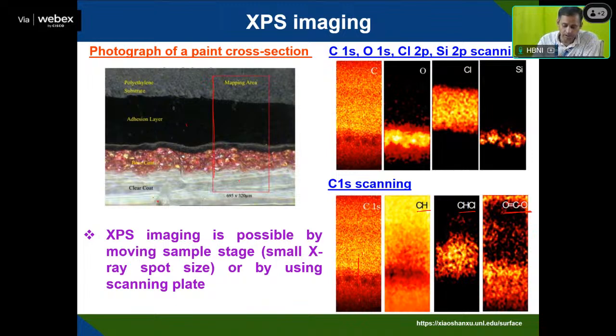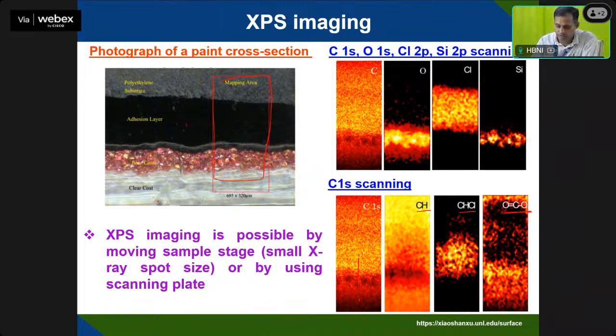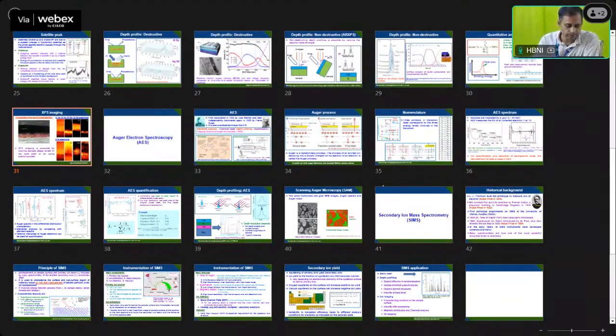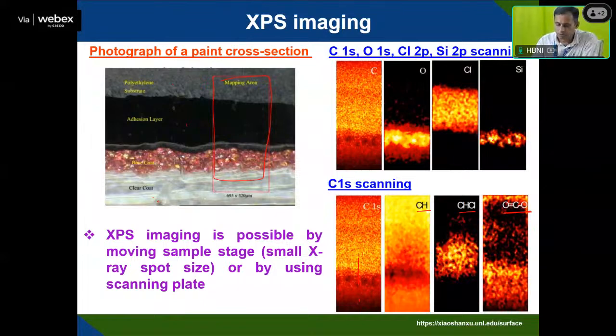If this is the mapping area, you can find out where carbon is and where silicon is. The information here is mainly silicon. So XPS imaging is possible by moving the sample stage with a small X-ray spot size, or by using a scanning plate, like AFM. You use a scanning plate, and then you collect where the X-ray electrons are coming from, and you are able to get these mapping structures.